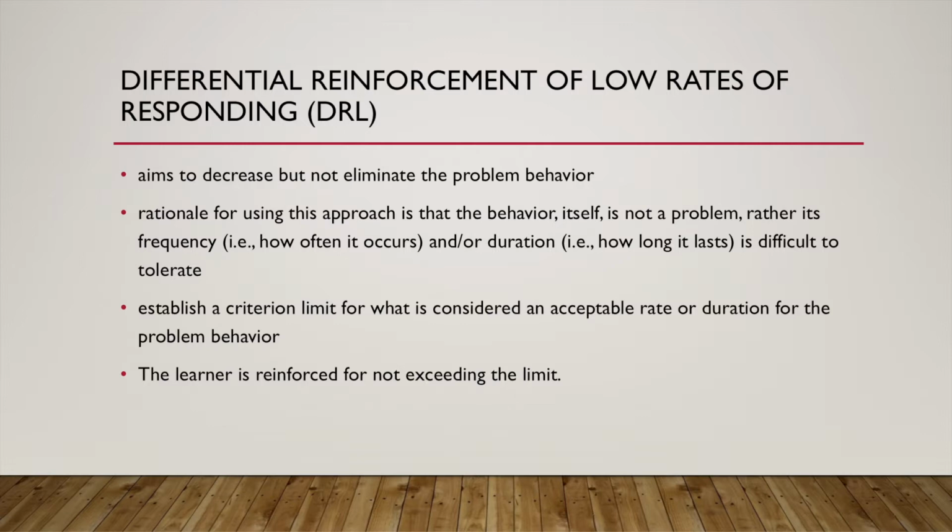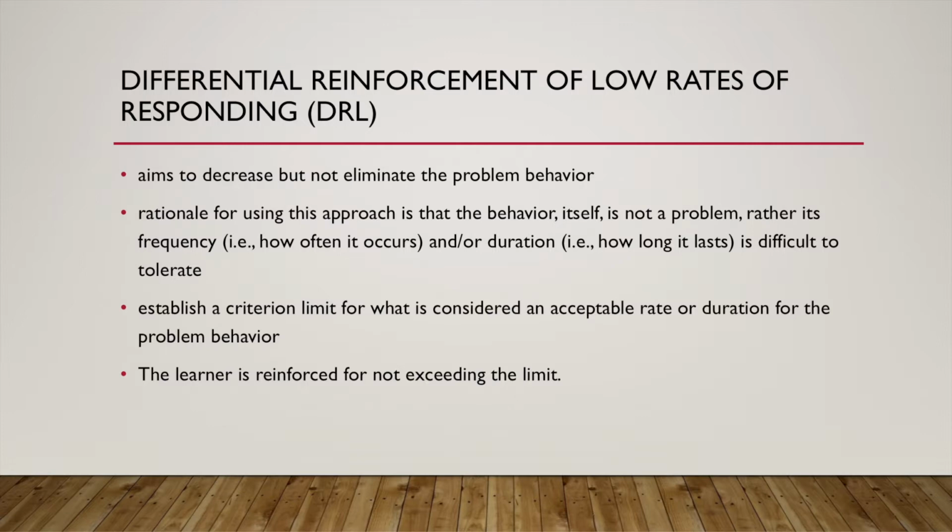So the next one is differential reinforcement of low rate responding, that is DRL. It aims to decrease but not eliminate the problem behavior. The rationale for using this approach is that the behavior itself is not the problem, rather, its frequency is. That means how often it occurs, or the duration, how long it lasts, is difficult to tolerate.